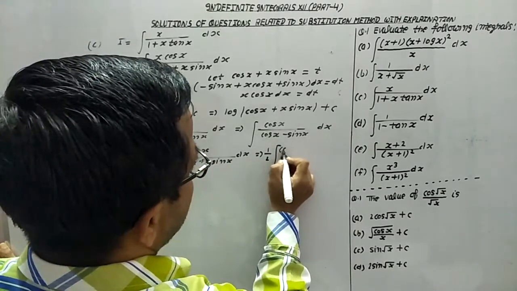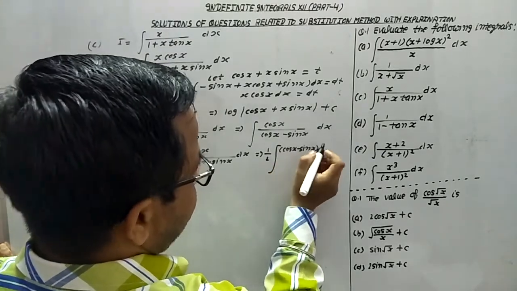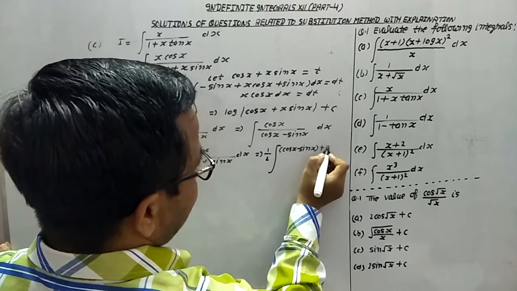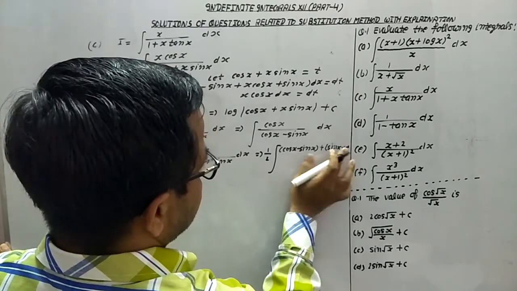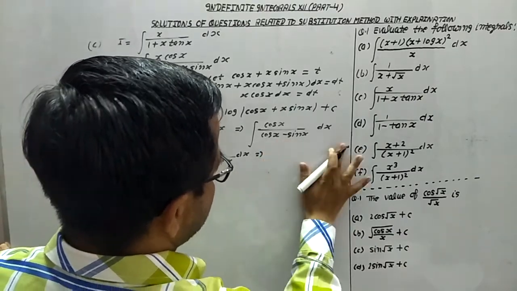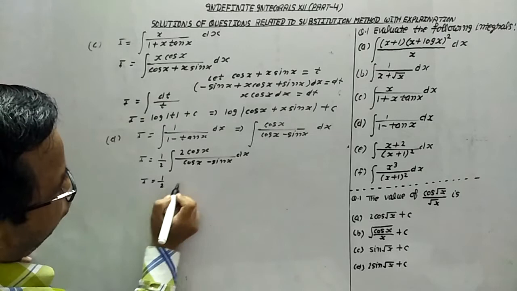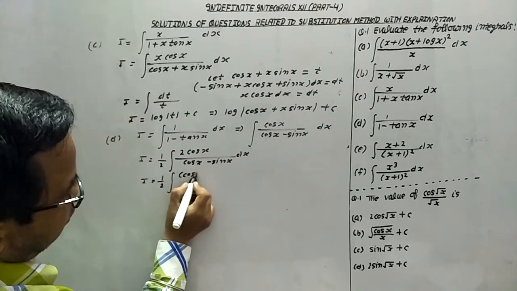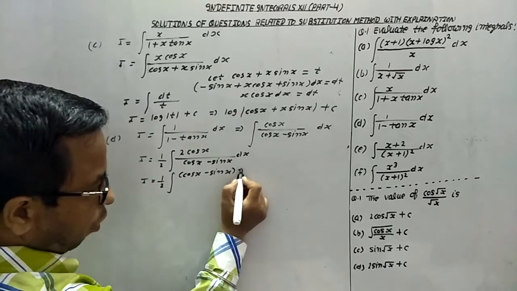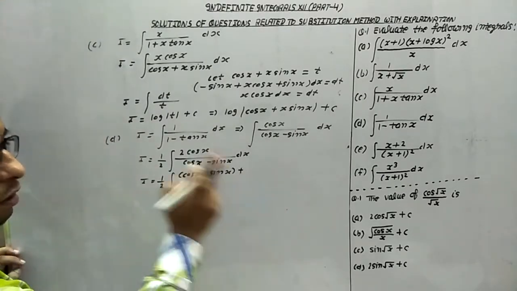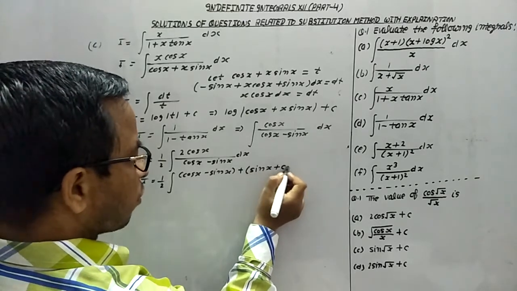How is it possible? We will write down cos x minus sin x, and look at this, we have to cancel out this sin x. So we will write down plus sin x minus cos x. I am writing here because space is not there. It means I is equal to 1 upon 2, I am writing here cos x minus sin x, minus or plus, because we have to cancel out sin x. It means we will write down sin x plus cos x.